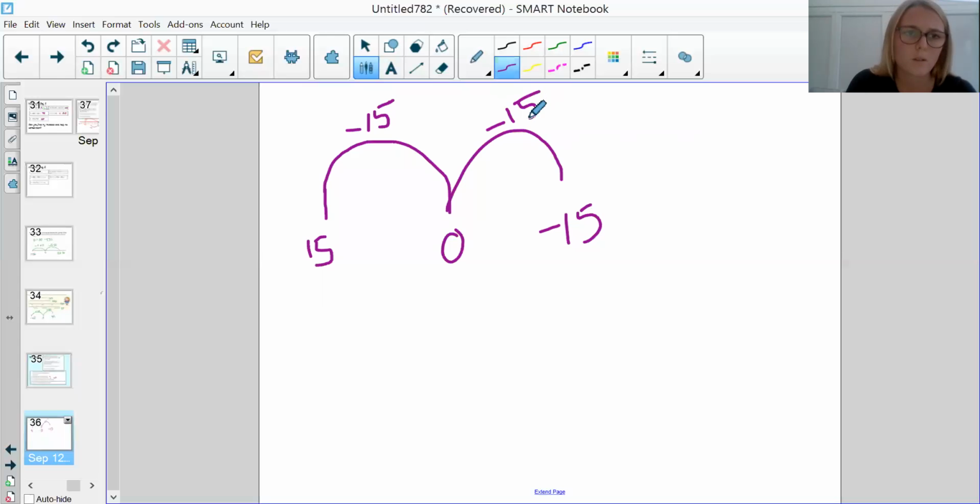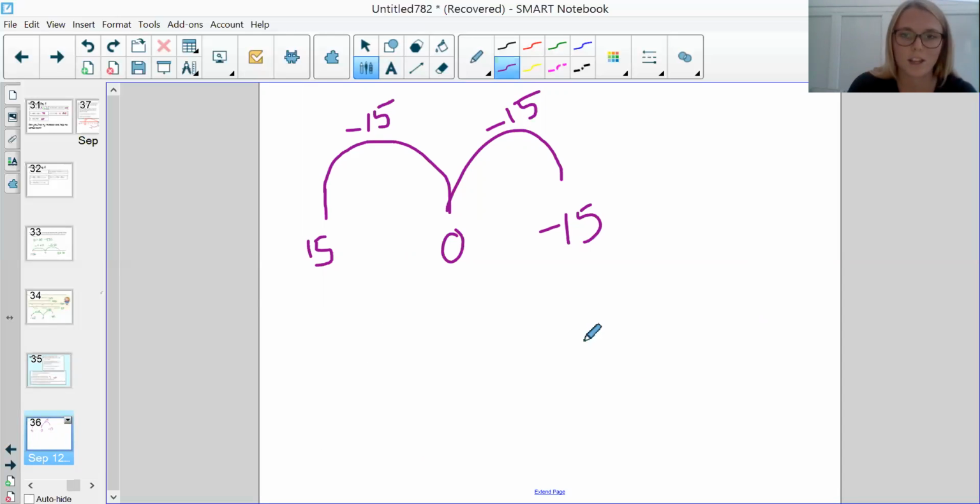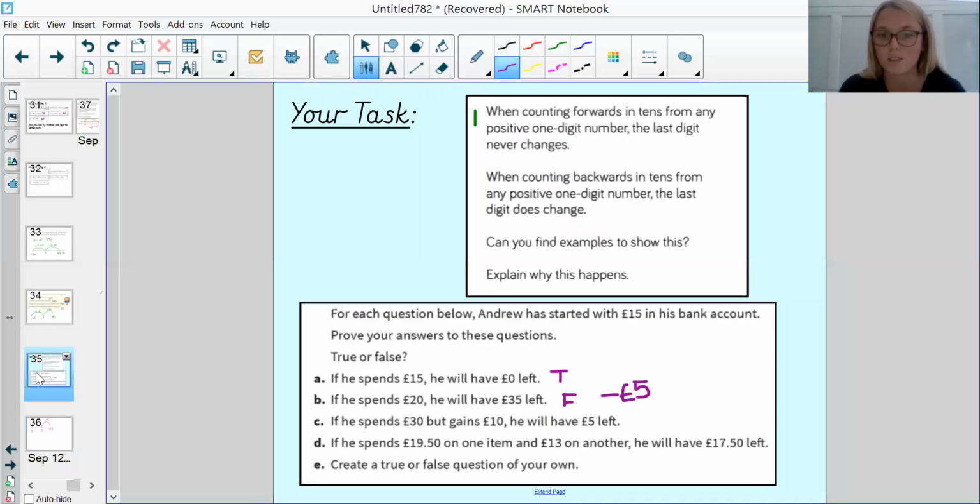And then the second part of the question says he gains £10. Okay, so gains, he adds £10 back on. Okay, so -15, add the 10 back on, wouldn't take you up to 0 because we'd have to add £15 back on to get us back to 0. Okay, so we know if we added £10 back onto -15, we'd actually get to -5, not +5. So this one is false again. He would have -£5 left. Okay.